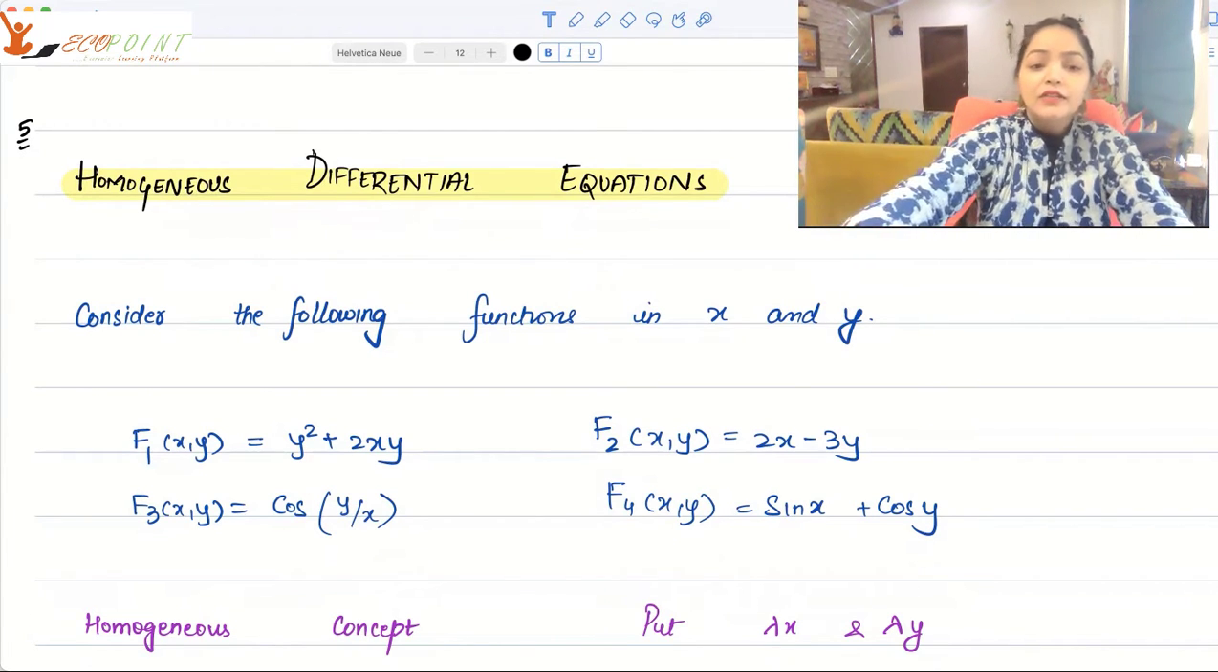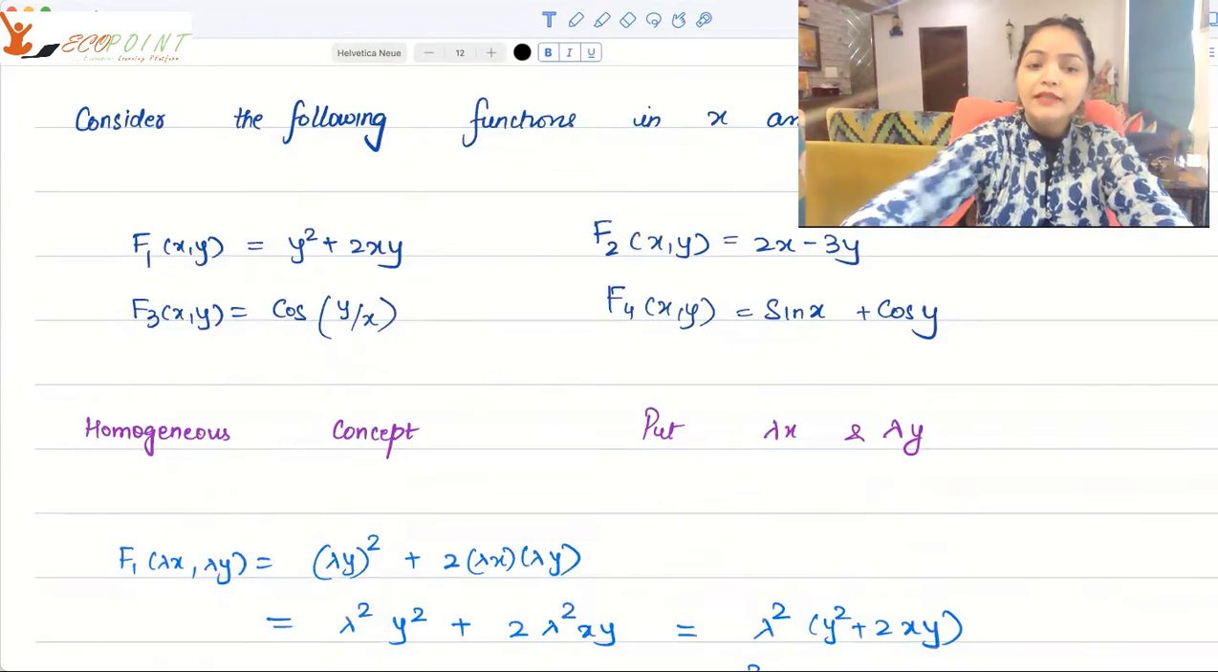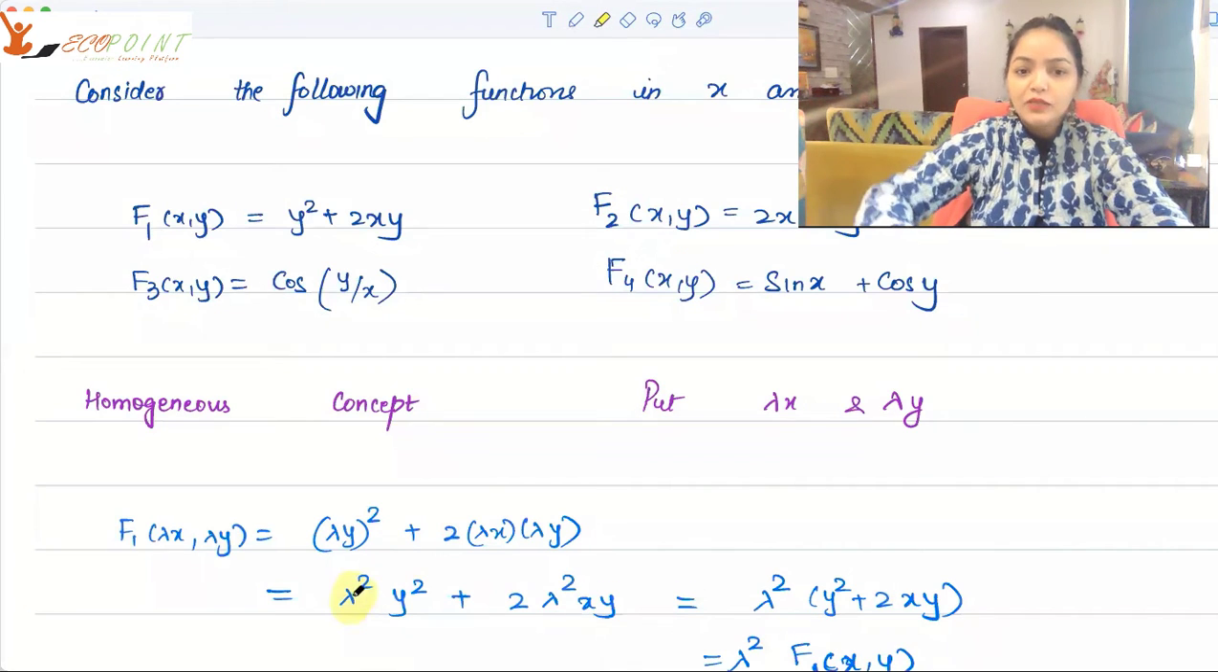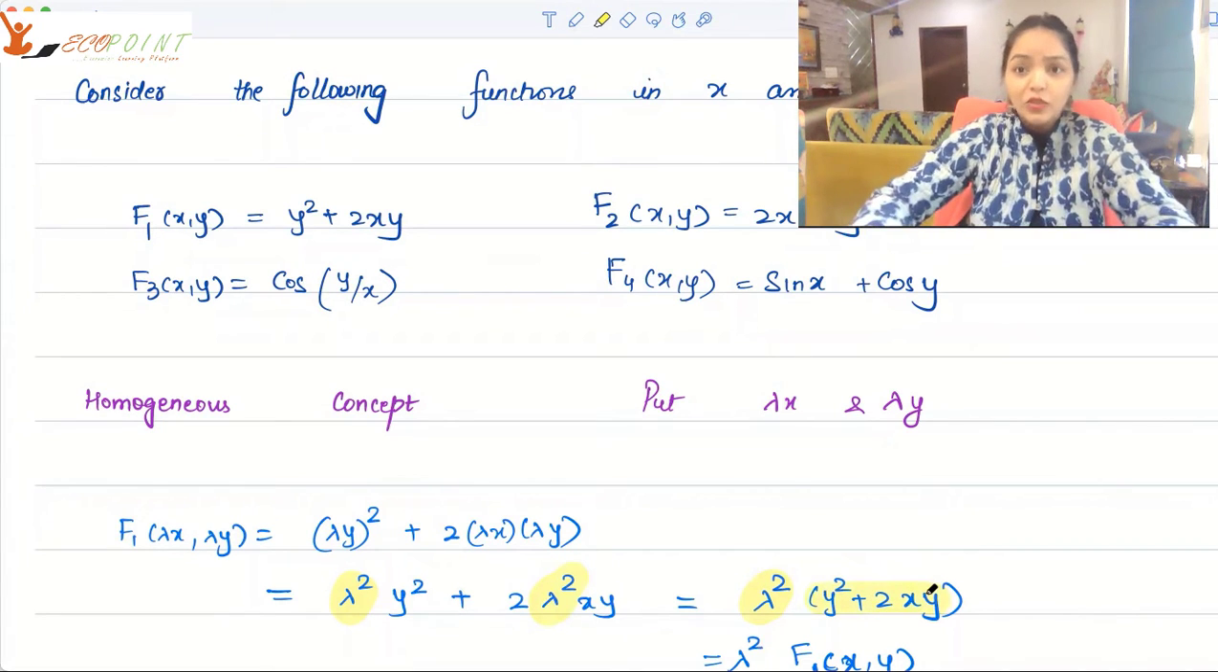Let's check on that. If we take f1, wherever you had x and y, now put lambda x, lambda y. So your function will become (lambda y) squared plus 2 times lambda x into lambda y. So clearly, lambda squared y squared plus 2 times lambda squared xy. Lambda squared is common, so I can take it out. And what is getting multiplied by lambda squared is y squared plus 2xy, which is nothing but your original function.